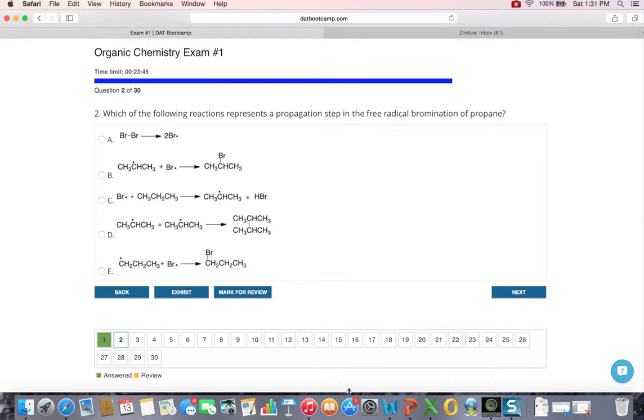Which of the following reactions represents a propagation step in free radical bromination? Remember, propagation means you have a radical that's a reactant and a radical that's a product. So if we look at A, this is an initiation step because the radical is a product only. If we look at B, it's a termination step because radicals are reactants only. If we look at C, I have a radical as a reactant, radical as a product. That's my answer. I'm done.